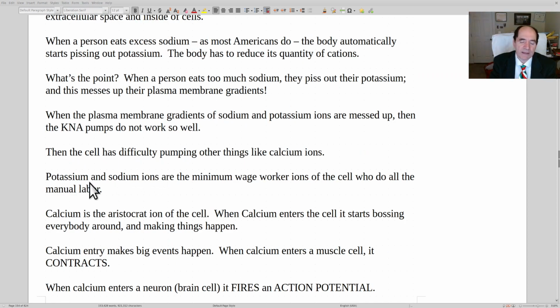You can think of potassium and sodium as minimum wage workers working their tails off all day long, and calcium's like the aristocrat. It comes in and just bosses people around, and it controls the cell. It tells the cell, calcium's in high concentration in the cytoplasm, so the vascular smooth muscle cells lining your arteries will be contracted, and that vasoconstriction from them being contracted will cause hypertension.